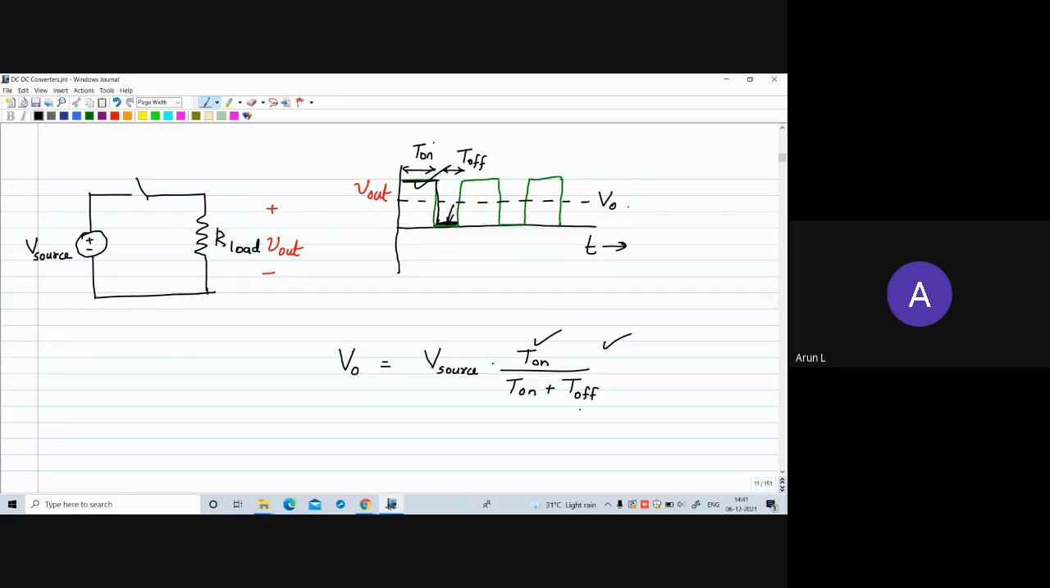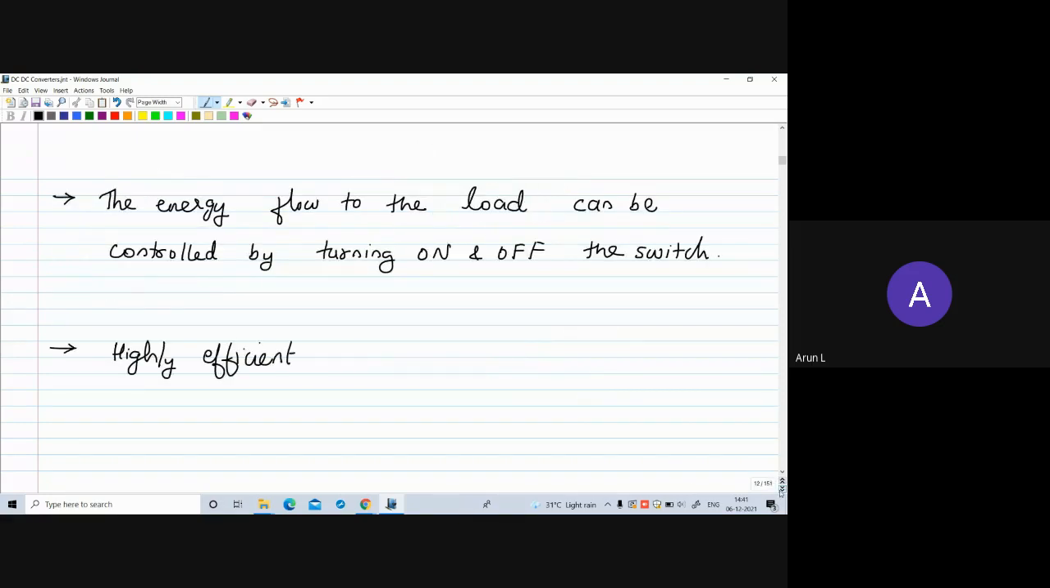So this is a very good solution because there is no dissipating element here. The switch is either fully turned on or fully off. So there will be only conduction losses in the switch and switching losses. And these conduction losses and switching losses are comparatively small compared to the previous solution. So that led to the development of power electronic topologies, where you will operate a solid state device as a switch. So let us look into this circuit more deeply.